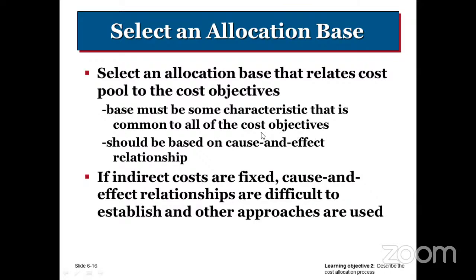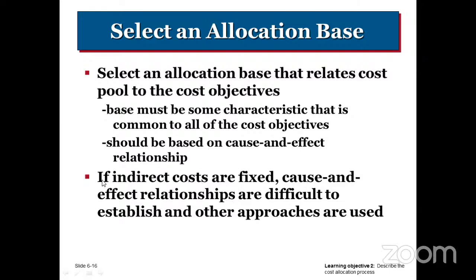If not relevant, then your allocation becomes meaningless. Some characteristic means there's some relevancy there. It should be based on a cause and effect relationship. That's very true. Also, when one department is doing more sales, by right, they should receive a higher allocation. That's the meaning of cause and effect. When a department has closed down, you also make sure that you do not allocate cost to them. It must have some relationship.